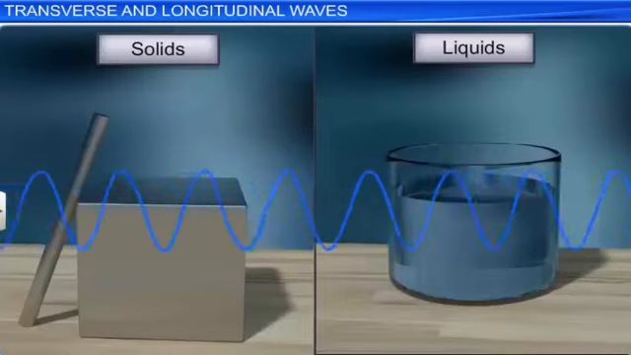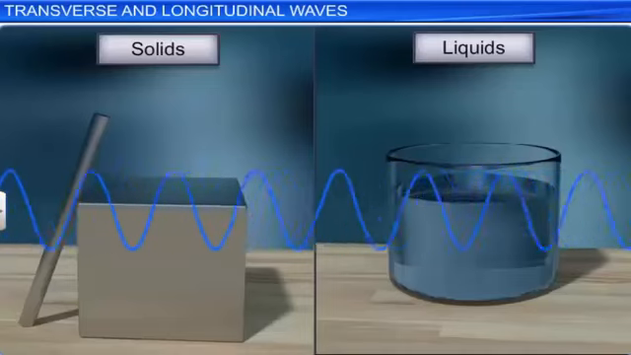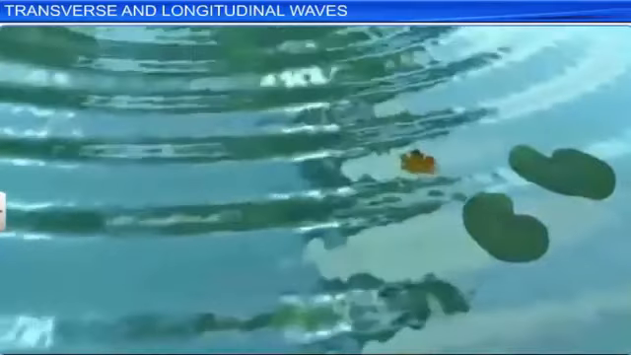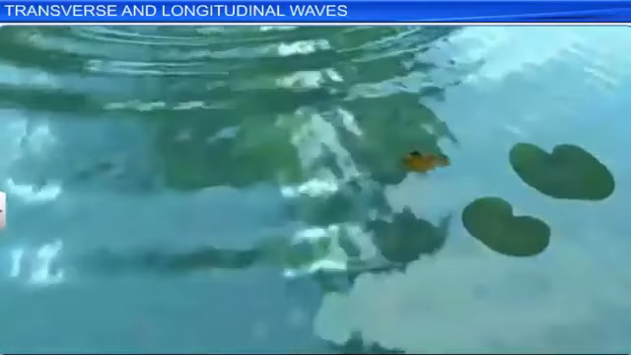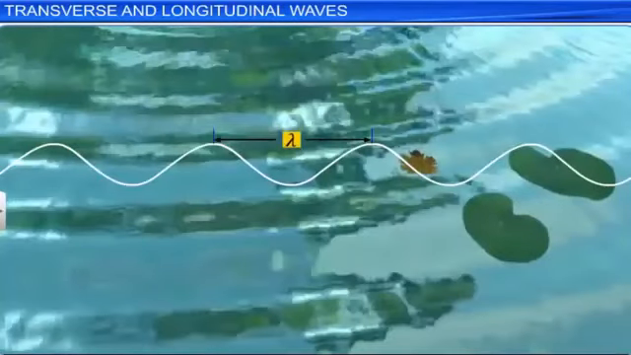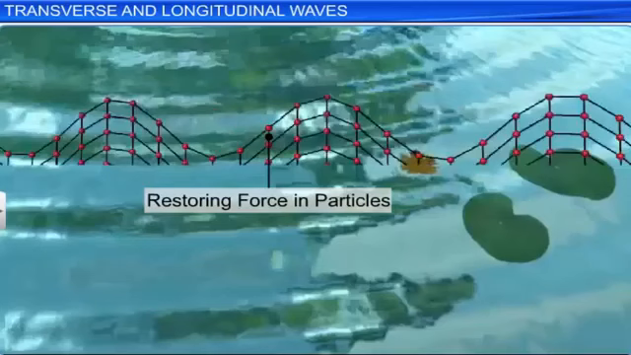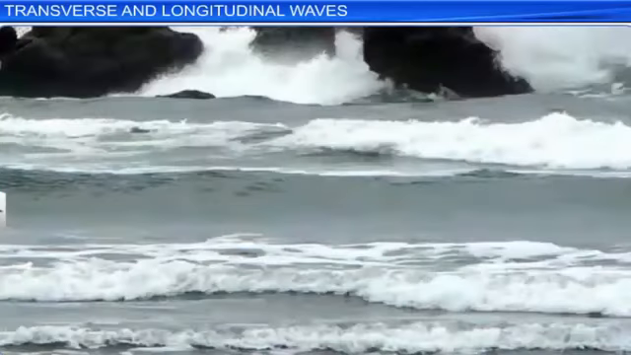Transverse waves on the surface of still water are called capillary waves, whose wavelength measures in centimeters only. The restoring force that allows the propagation of these waves is the surface tension of water. Waves formed on the surface of the sea are transverse waves, called gravity waves, whose wavelength is of the order of meters. The restoring force in these waves is the gravitational pull on the water.